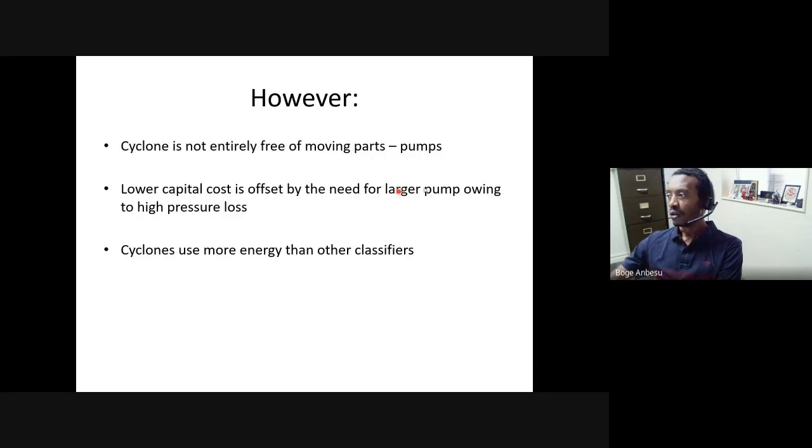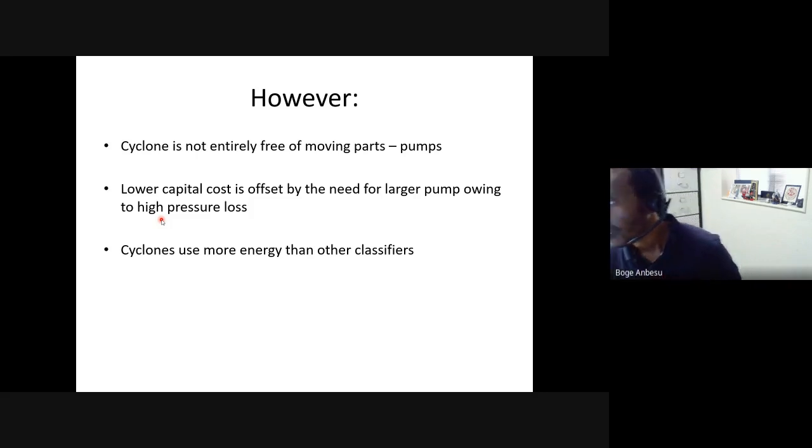Of course, if you want to operate them, you have to use a pump. So maybe pumps can be considered as moving parts. They can be considered as a risk to operate. Also, because you need to generate a very high pressure inside the cyclone, you probably pay a lot in terms of energy because you're pumping the slurry at a very high rate. So energy consumption can be one of the issues associated with them.